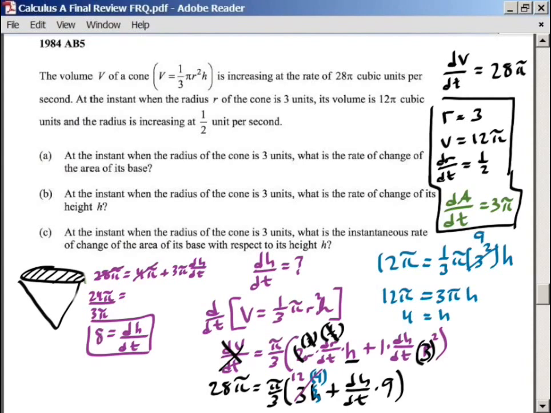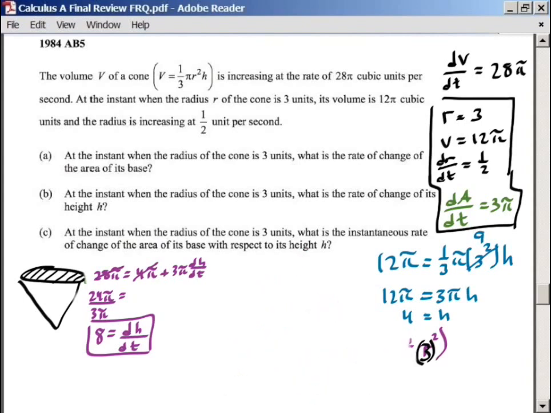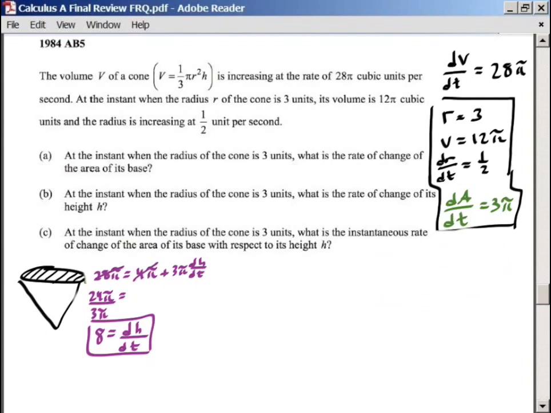Alright. Now this last question gets most because it's hard to understand what it's asking. Alright, let me erase stuff really quick, and then we'll break it down a little bit. Okay, so this says at the instant when the radius is 3, so we're still using all this information. What is the instantaneous rate of change of the area of the base with respect to the height?